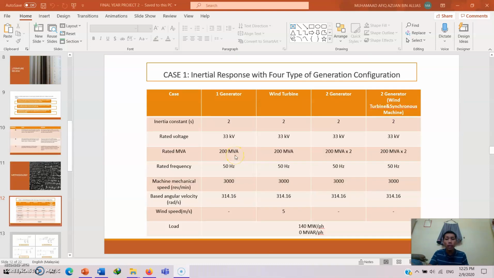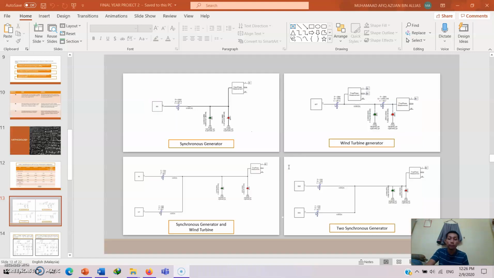Okay, for the methodology, there are 4 cases that I'm going to discuss. The first one is an initial response with 4 types of generation configuration. The first generation configuration is a single generator. The second one is a wind turbine. The third one is the 2 generators. The fourth one is 2 generators, but one is a synchronous generator and one is a wind turbine. As you can see, the parameters are stated here to build the system for case 1.